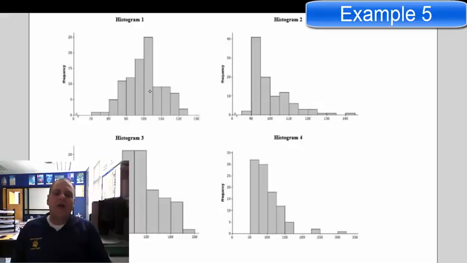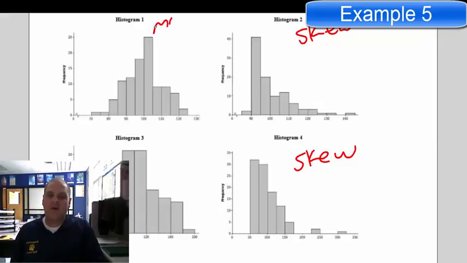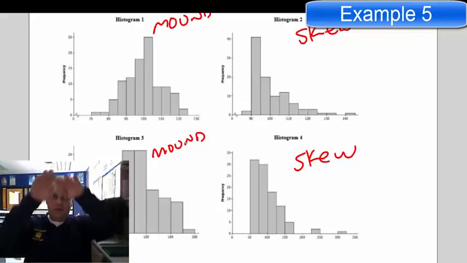All right, so I'm looking for tails. I see a tail here and I see a tail here. So I'm going to mark these as skew, and I'm going to mark these as my mounds. Mound shaped. Symmetric is mound shaped. Makes a mound.